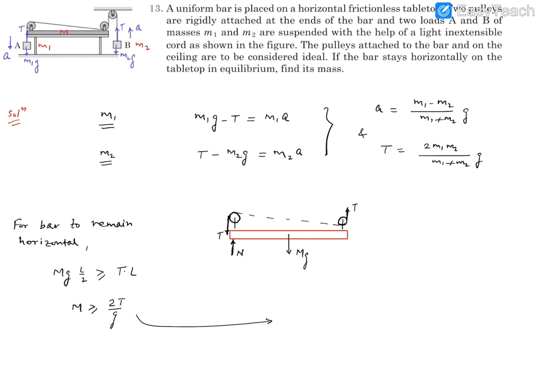Do we know the value of T? Yes, we know the value of T. So M must be greater than or equal to, you multiply it by 2 divided by G, so that becomes 4 times M1 M2 divided by (M1 plus M2). So this is the condition for the mass of the bar in order for it to remain horizontal as well as in equilibrium. This is the minimum mass you require. If it is more than this, it will always stay horizontal. Okay, so that will become our final answer. Thank you.